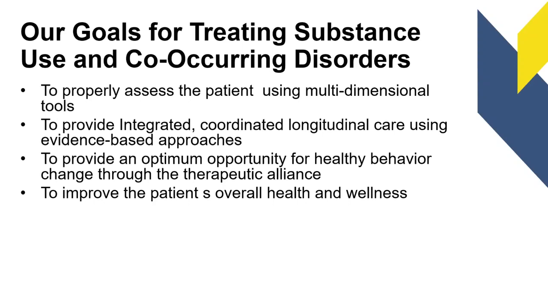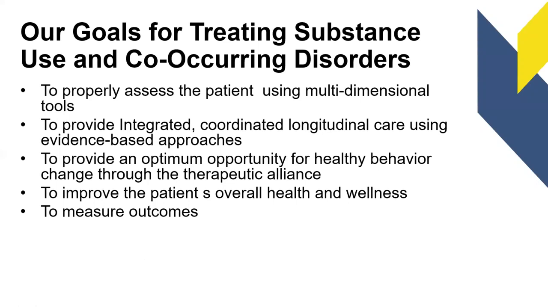Think of their substance use as a symptom, that it's not the problem. It's causing problems, but it's not the problem. It's symptomatic to some other underlying, perhaps pre-existing conditions. Keep this in mind because we're going to come back to that. And then obviously to measure outcomes.